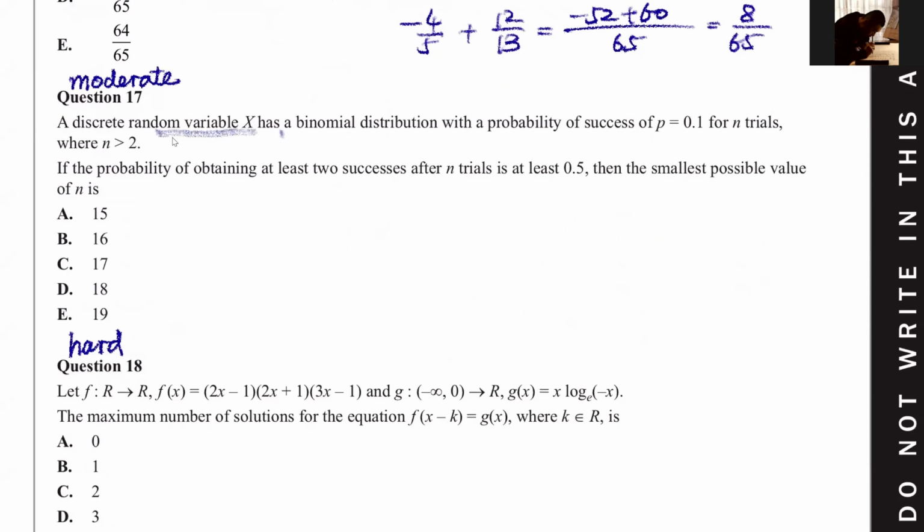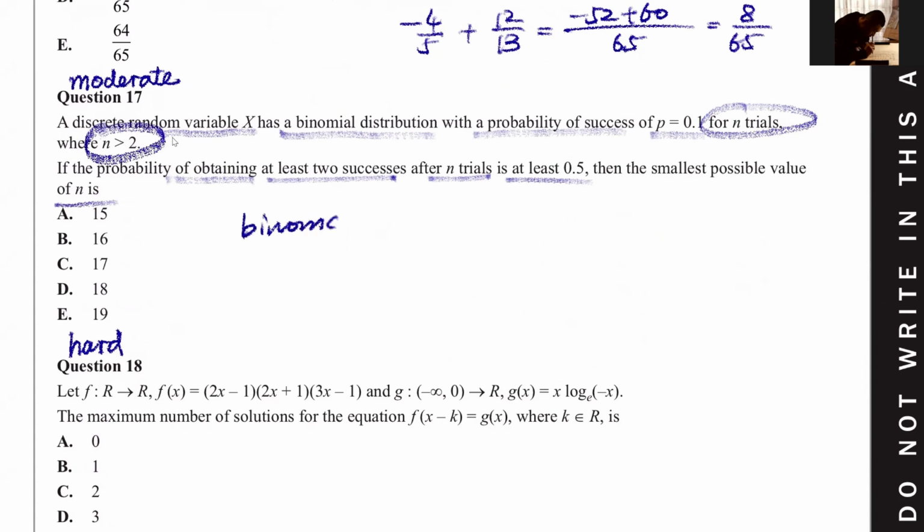Discrete random variable X has a binomial distribution with probability of success p equals 0.1 for n trials. N is greater than 2. If the probability of obtaining at least 2 successes after n trials is at least 0.5, then the smallest possible value of n is... we would like binomCDF of n, 0.1, 2 to n. We would like this thing to be greater than 0.5.